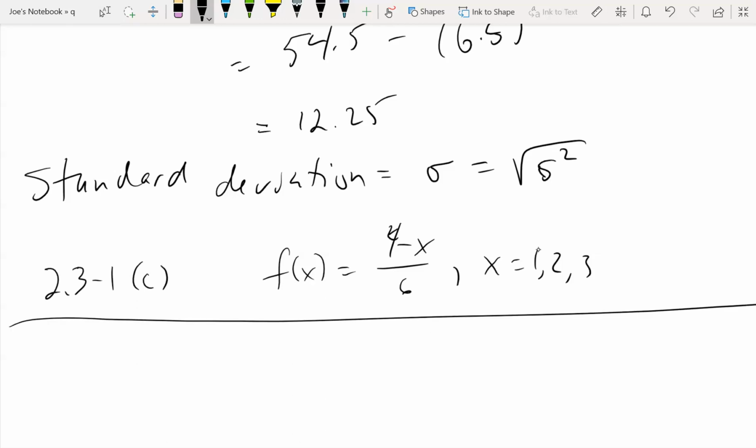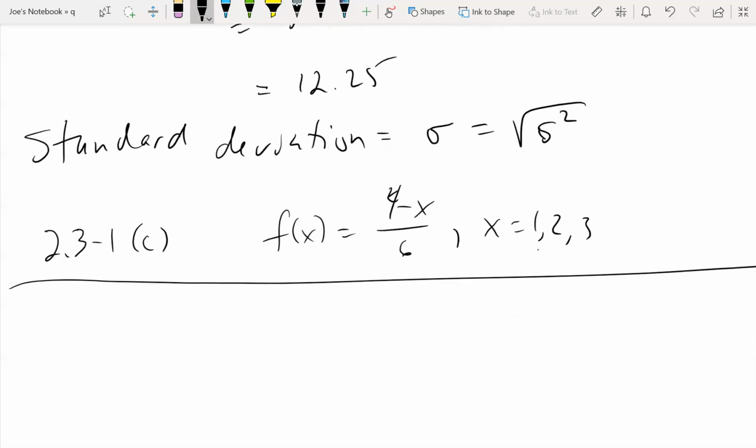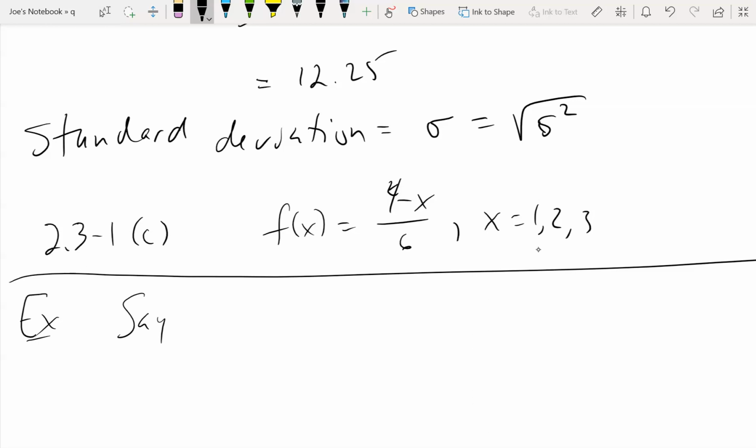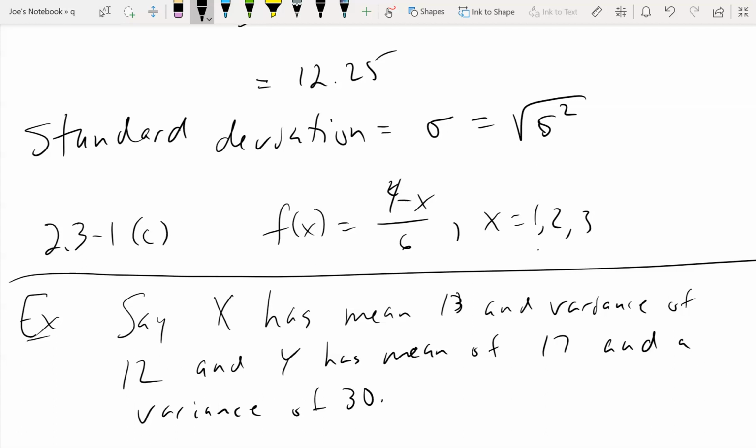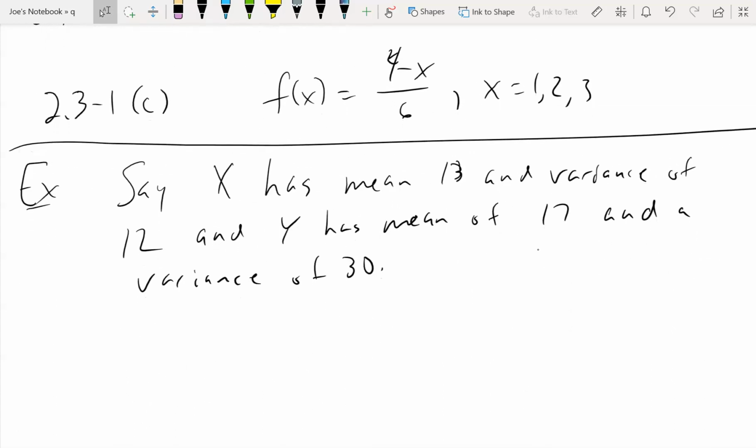Let's do an example where we use some of the theorem that Megan had. Megan asked me about if we're going to do an example with the theorem. Yes. All right. So let's say that X has a mean of 13 and a variance of 12, and Y has a mean of 17 and a variance of 30. I'm just making up numbers. Doesn't matter.